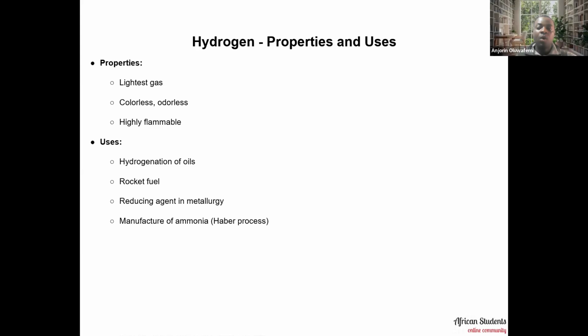And for the manufacture of ammonia, which is the Haber process. So when we want to manufacture ammonia, you need hydrogen. So hydrogen is used in the manufacture of ammonia, which is the Haber process. Okay. All right. So we move now and talk about chlorine.